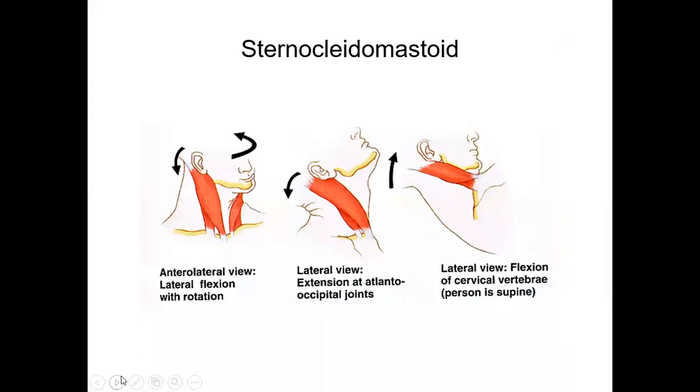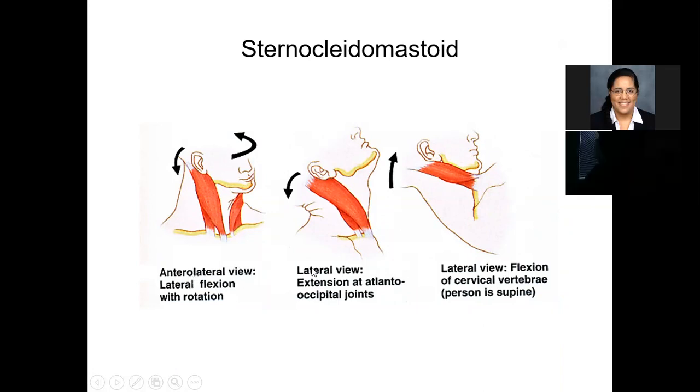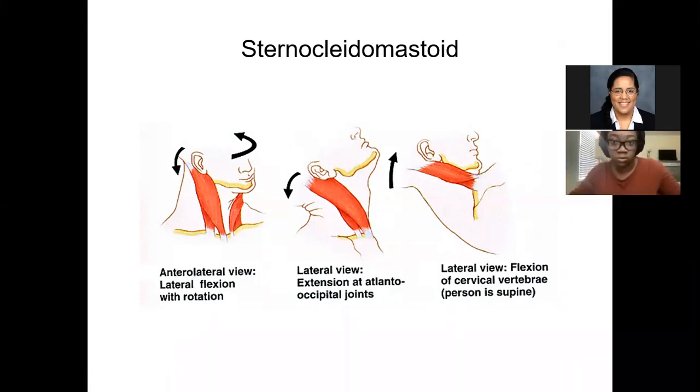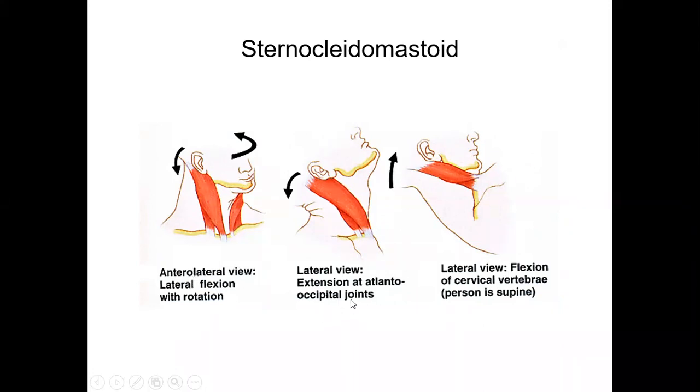Okay, so when it comes to your sternocleidomastoid, it helps with movement of your head. You can see how you have lateral flexion with rotation, you have extension. So it helps to move your head all over, and they're pretty strong and powerful muscles in order to help you to do that.